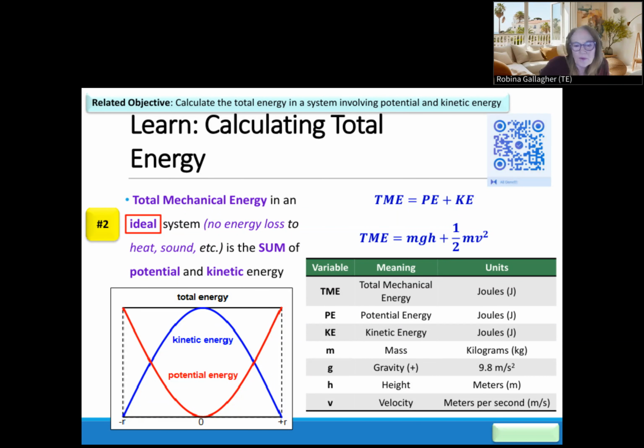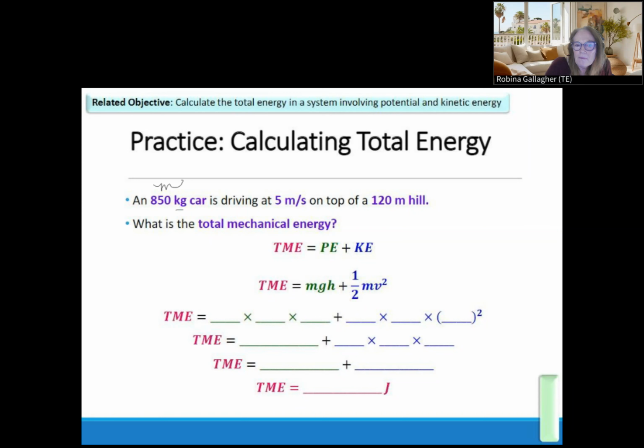So that was question number 2. So here is a word problem. We have a car driving at 5 meters per second on top of a tall hill at 120 meters. Okay, so let's go through here. Remember that kilogram is mass, right? Meters per second, that's my velocity. And then I've got meters, so that has to be my height, right?